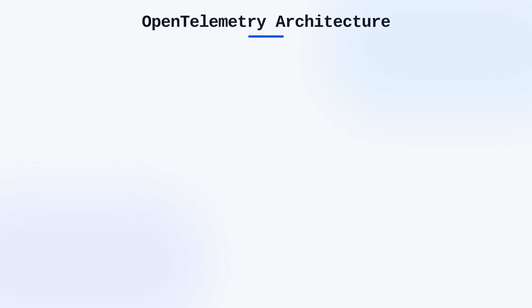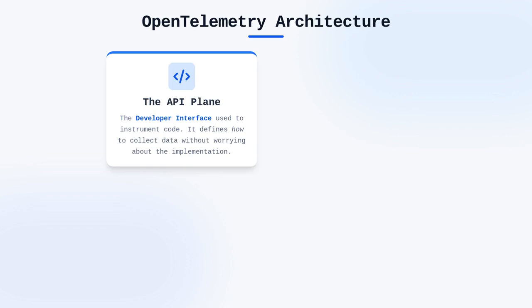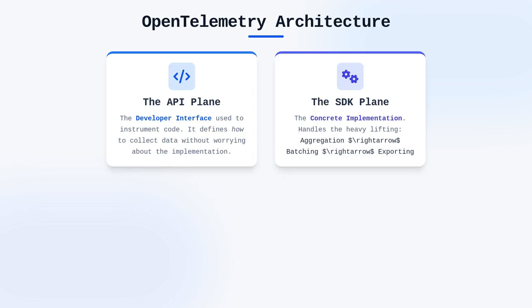The architecture of OpenTelemetry is defined by strict specifications that govern both the API and the SDK execution planes. The API serves as the interface used by developers to instrument their code, while the SDK is the concrete implementation that processes the telemetry data by handling aggregation, batching, and exporting.